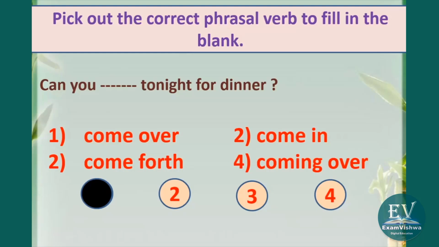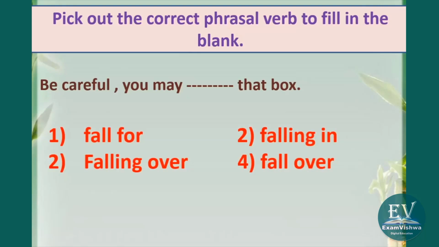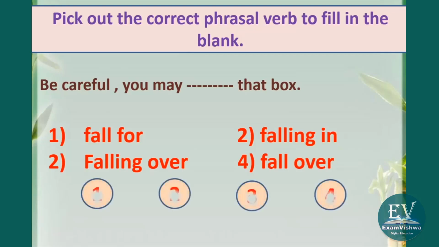One more example from the same pattern. Be careful, you may dash that box. You may fall for that box. You may falling in that box. You may falling over that box, or you may fall over that box. So the answer will be fall over that box. Okay, fall over means you might trip on that box and you might fall. Okay, so this was category 2 of the type of questions that can come.